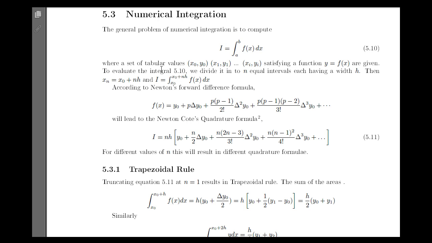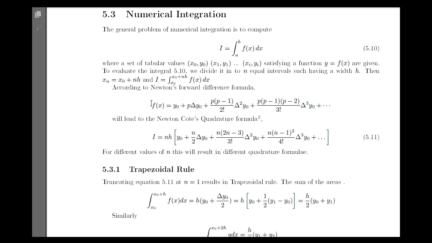So we divide the data set into equal intervals having equal width, and then we integrate from the starting data point to the last data point in equal steps. And the function we use to approximate the data set is what we call Newton's quadrature formula.